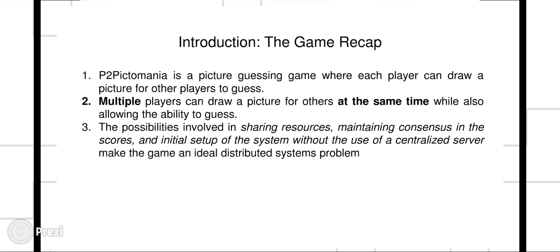Our distributed systems project is a picture guessing game called P2pictomania, in which every player can draw and guess simultaneously. Players are rewarded for making correct guesses and also on how well they draw. In such a game, the possibilities involved in sharing resources, maintaining consensus in scores, and bootstrapping make the game an ideal distributed systems problem.